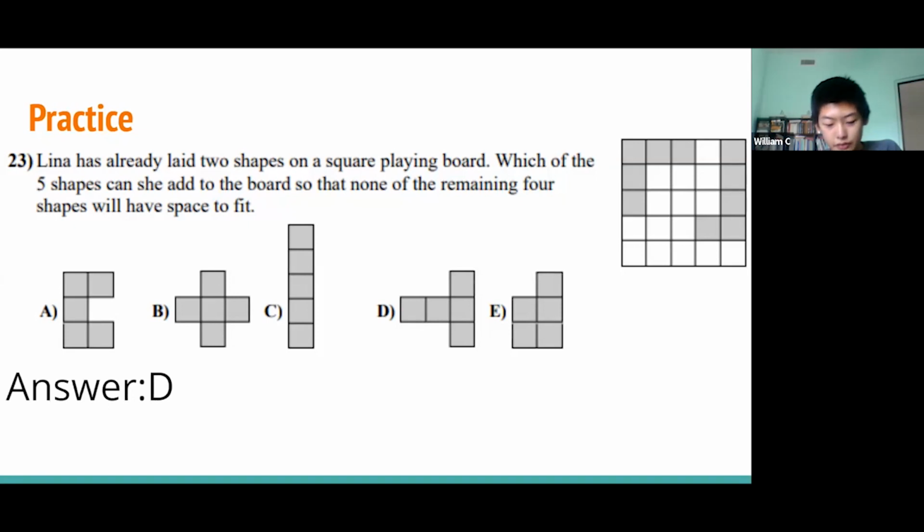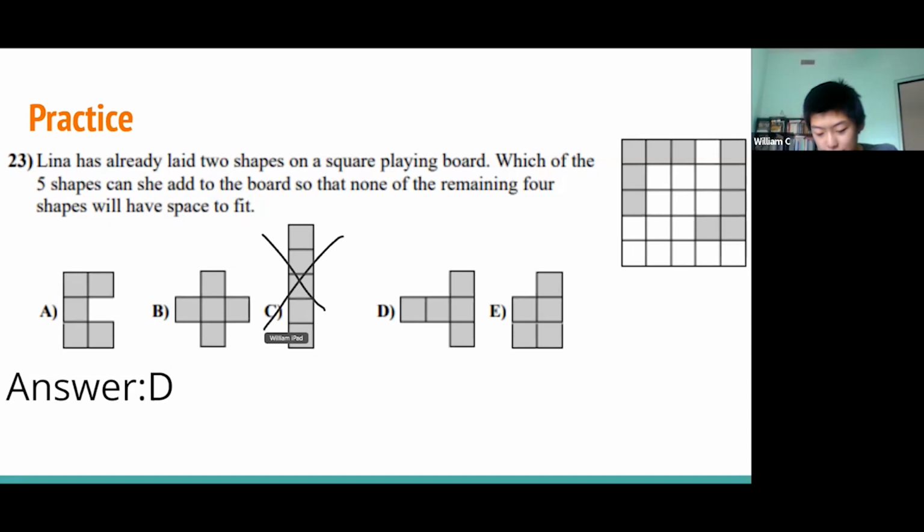So let's start eliminating them. First, there's only one way to place C, which is down here. Therefore, we have to take at least one square from down here. We can't do that with B, because actually we can. But it's still obvious that C is not the correct answer, because if we place C down here, then all of the other ones can fit.